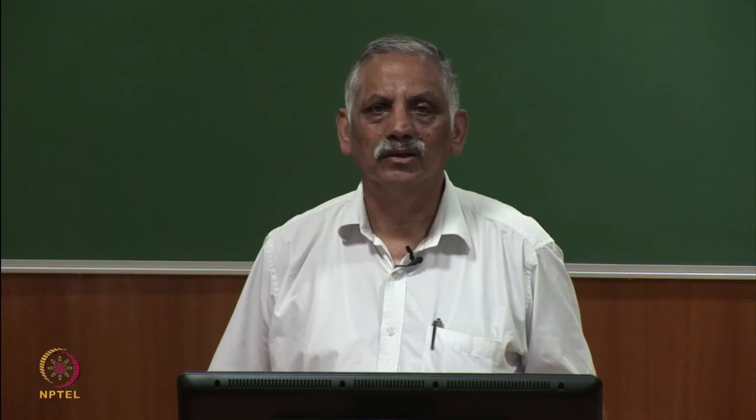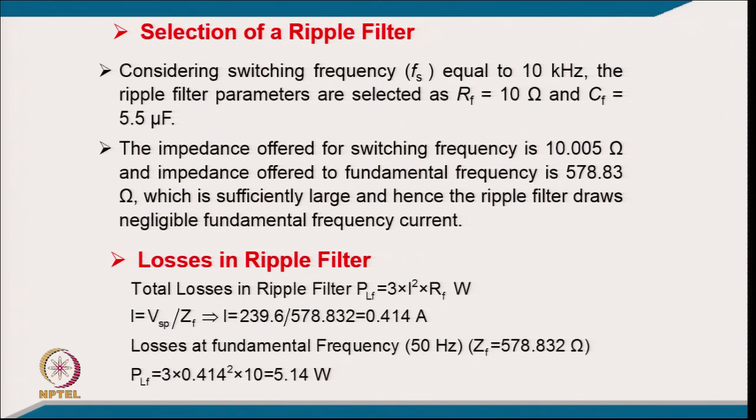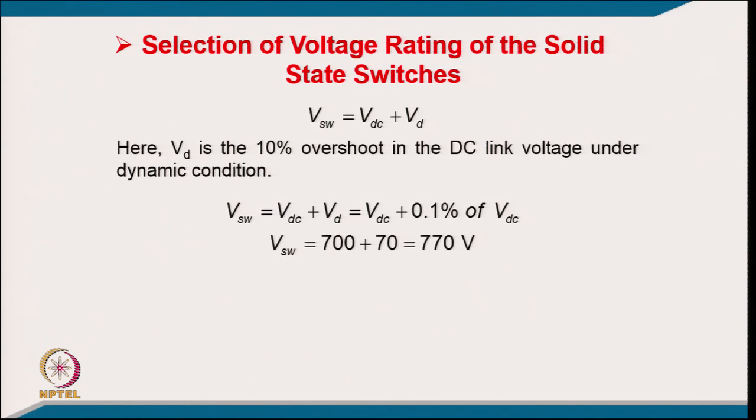So, we can even calculate the losses in the ripple filter by calculating the power loss in it, and you can find out the current, that is, voltage divided by impedance. So, it comes to 0.414, and the loss at fundamental frequency will be hardly 5 watt for all 3 phases, not more than that, irrespective of the rating. These are not rating related issues, they correspond only to the switching frequency.